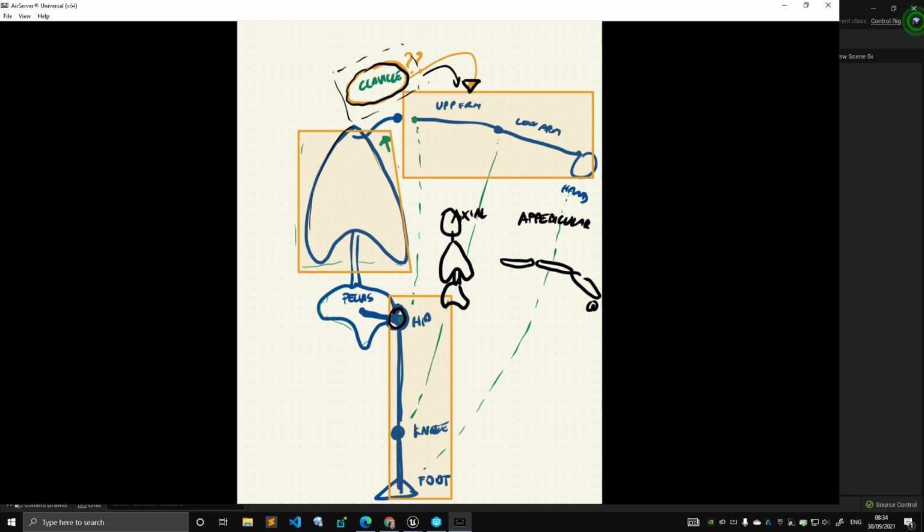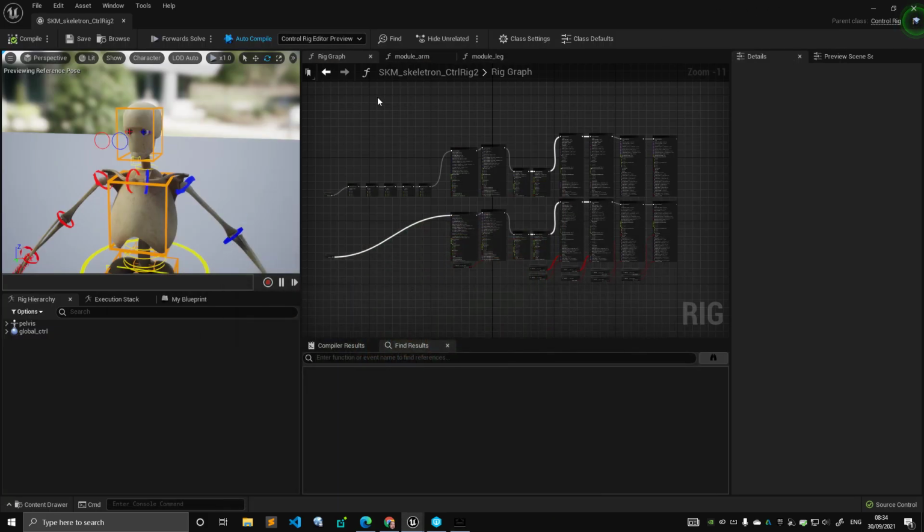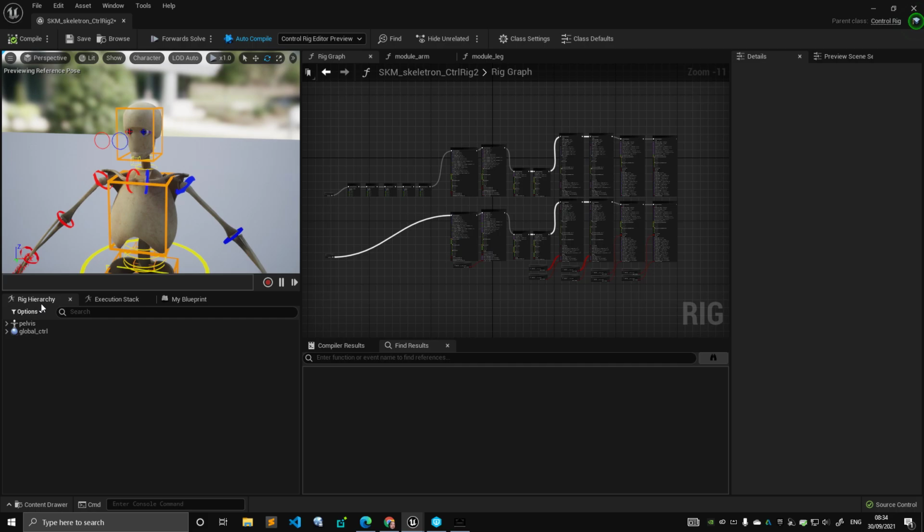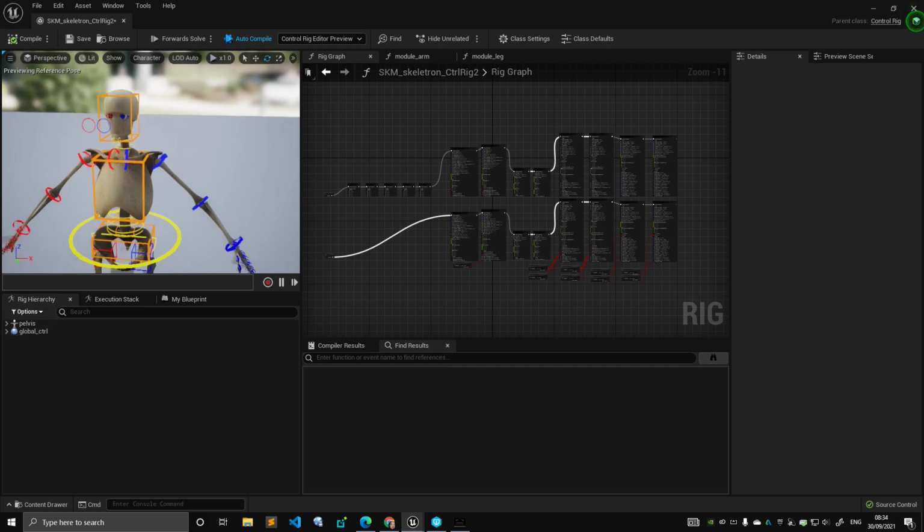This is the difference from the leg. The leg is directly connected to its input space, which is the pelvis, while the clavicle becomes the input space of the arm module, and the clavicle then follows whatever the spine does. So let's have a look. You see here that the more I connect things, the better the rig hierarchy looks.